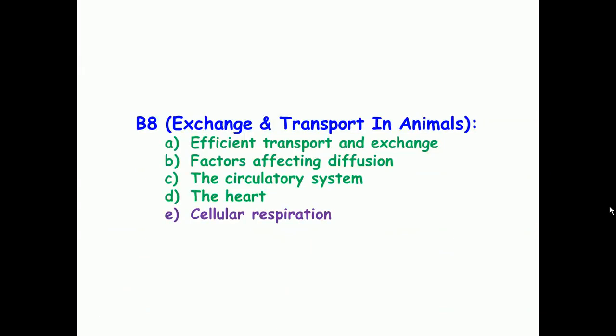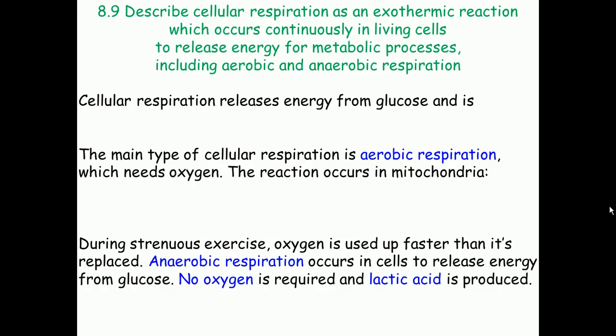Moving on to our last topic, cellular respiration. Specification 8.9 describes cellular respiration as an exothermic reaction which occurs continuously in living cells to release energy for metabolic processes, including aerobic and anaerobic respiration. So in cells, there are two different types of respiration that could happen. Cellular respiration is when you're talking about both types, aerobic and anaerobic respiration.